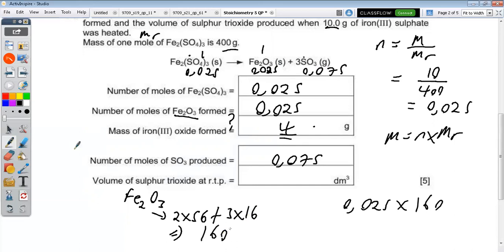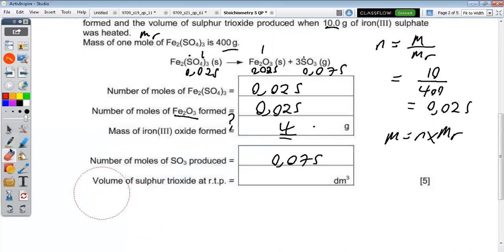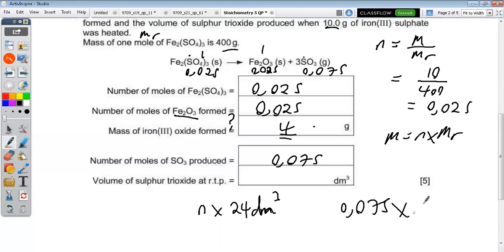Then the volume, remember what we said? We said to find the volume of any gas is number of moles multiplied by 24 cubic decimeters at room temperature, because 1 mole contains 24 cubic decimeters. So it's 0.075 times 24 cubic decimeters. What do you get? 1.8. Yep.